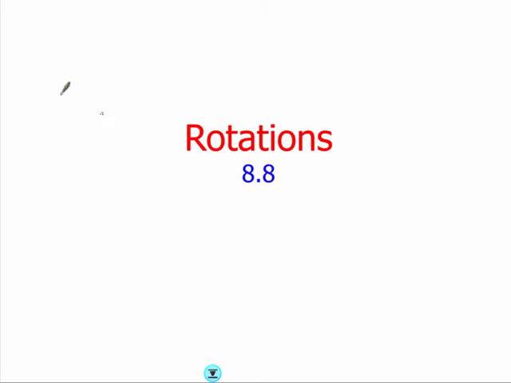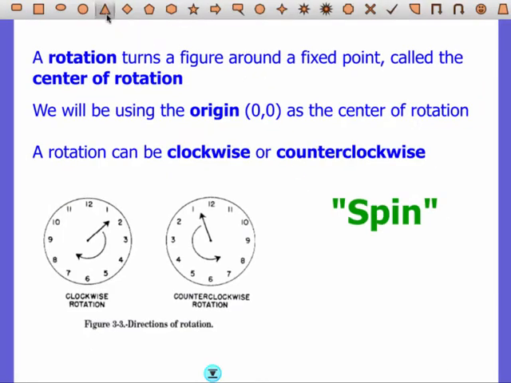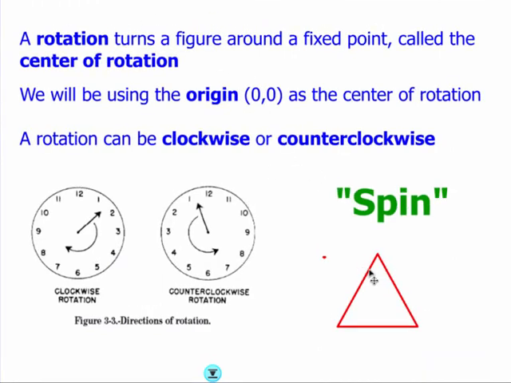In this video, we are going to be discussing rotations. So, a rotation is just a transformation that turns a figure around a fixed point, and that point is called the center of rotation. And for all intents and purposes, a rotation is basically just a spin. So if I make a triangle here and I spin it, that is a rotation.